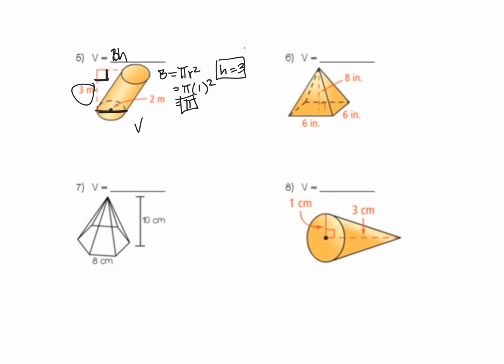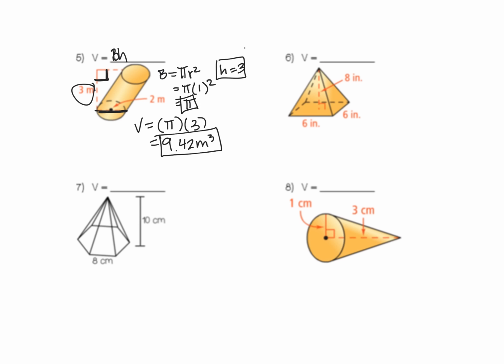And then plugging into our formula, we have volume equals pi times 3, which is 3 pi. Or you could type it into the calculator and get approximately 9.42 cubic meters.